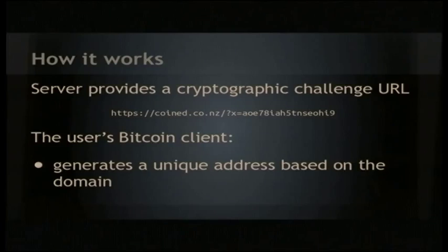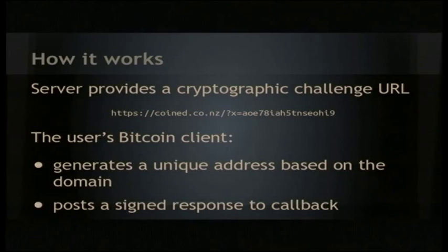So let's show how it works. First of all, the server provides a cryptographic URL with a nonce in it that is only ever used once, and that is displayed in the form of a QR code. Then the user grabs their Bitcoin client. Usually you'll use a mobile wallet because then you can scan the QR code, but there are ways around signing it manually. They generate a unique address based on the domain, and based on that, they can post a signed response back using this unique Bitcoin address that they've created, and that goes to the callback URL. Then you can use JavaScript and stuff like that to try it out.